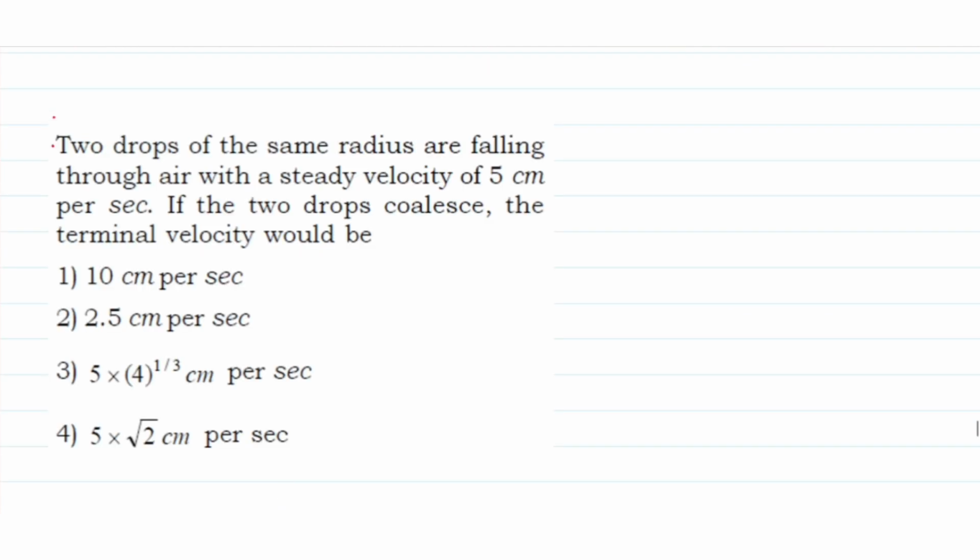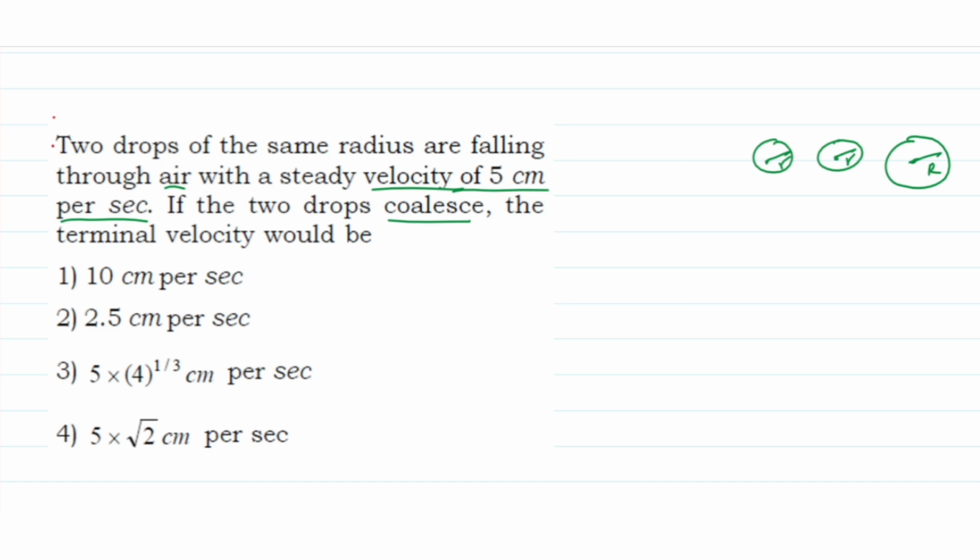The next question says two drops of the same radius are falling through the air with a steady velocity, the terminal velocity, given as 5 cm per second. If the two drops coalesce, what would the terminal velocity be? When you combine the two drops, each of radius r, you form a big drop whose radius will be capital R.